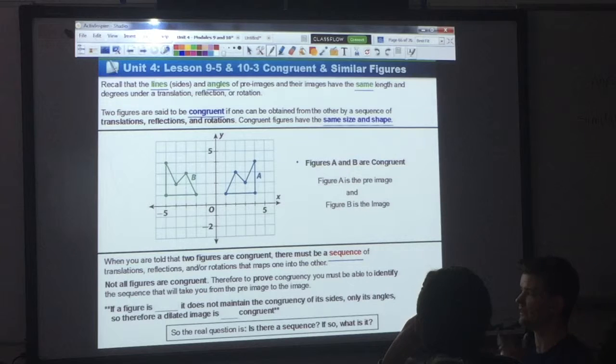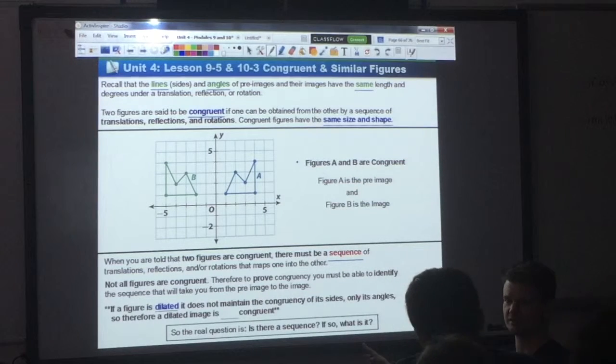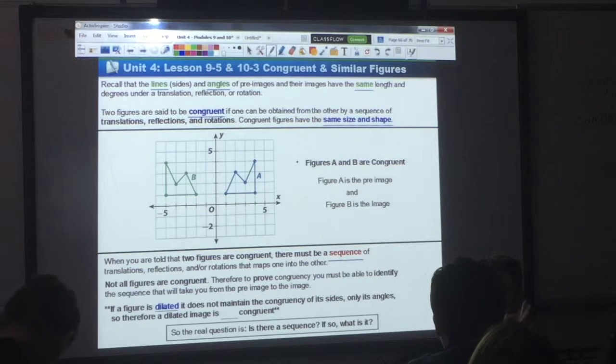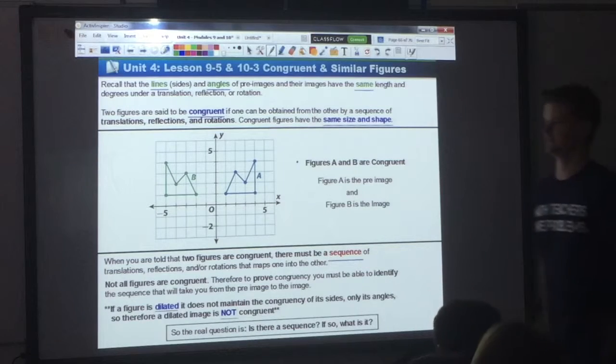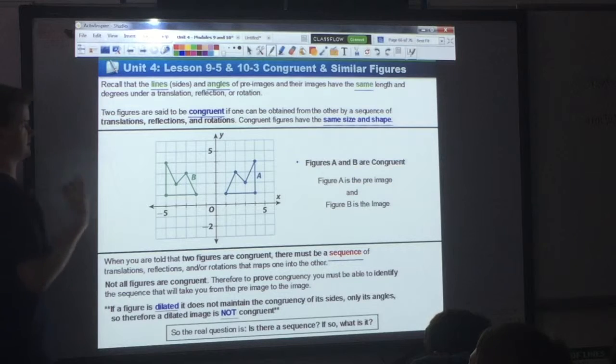But if we do believe they are congruent, we have to find the sequence. And I'm going to say this over and over. If a figure is dilated, you'll see this one sentence right here about three or four times. If a figure is dilated, it does not maintain the congruency of its sides, only its angles. So therefore, a dilated image is not congruent. You'll see that over and over again. I like to drive that home. But the real question is, if there is a sequence that turns A into B, what is the sequence?